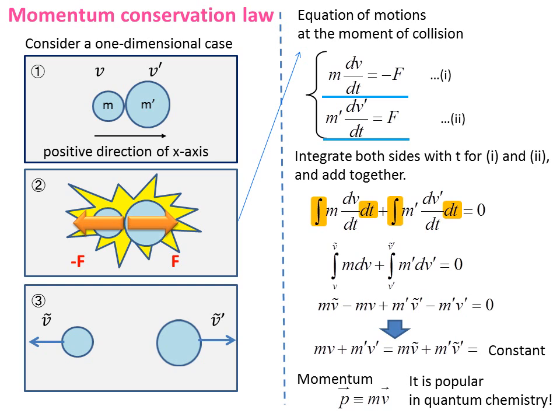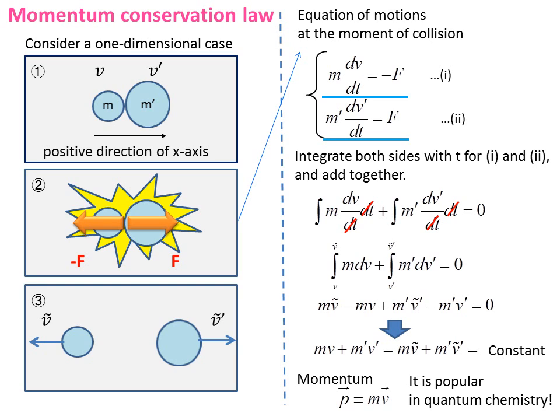Then, integrate both sides of equations 1 and 2 with time t, and add the two equations together. We can cancel the denominator dt and the numerator dt, and the integration variable is changed from t to v. The right side is 0 when F and minus F are added, so it is also 0 after integration.